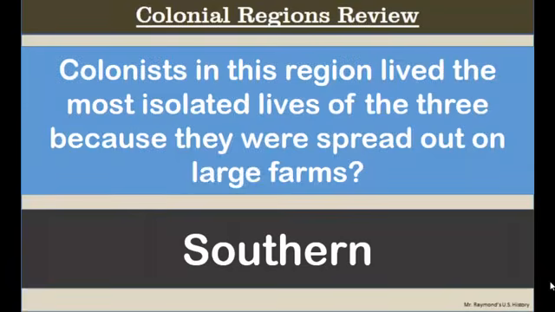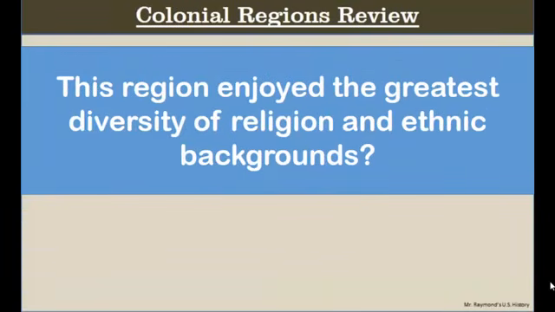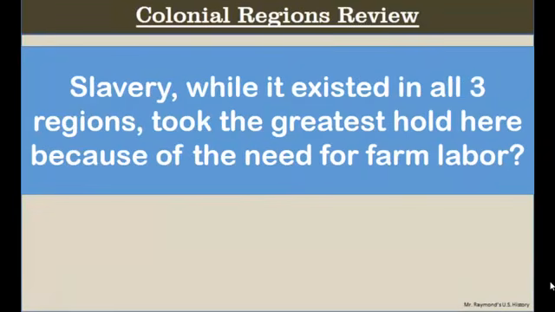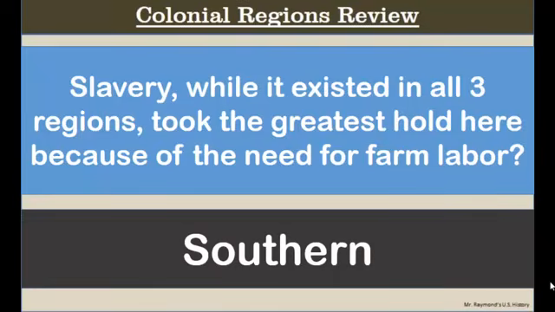The southern region. This region enjoyed the greatest diversity of religion and ethnic backgrounds. The middle colonies. Slavery, while it existed in all three regions, took the greatest hold here because of the need for large farm labor. The southern region.